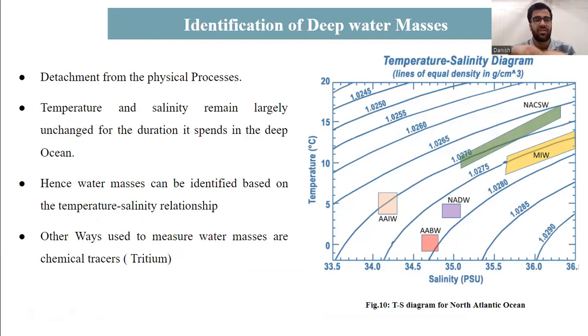Another way to track down these water masses is by using some chemical tracers like tritium, which we use to track down the deep water masses.